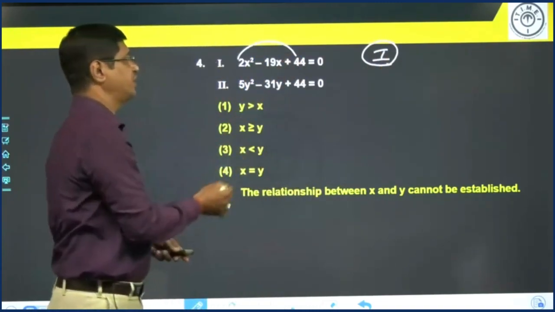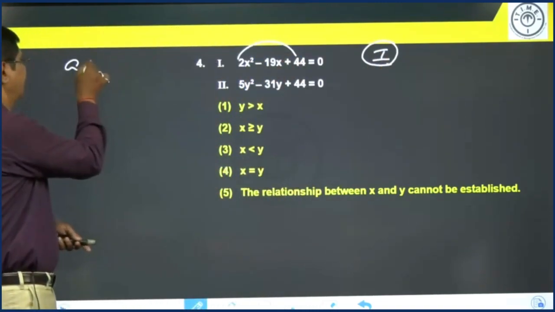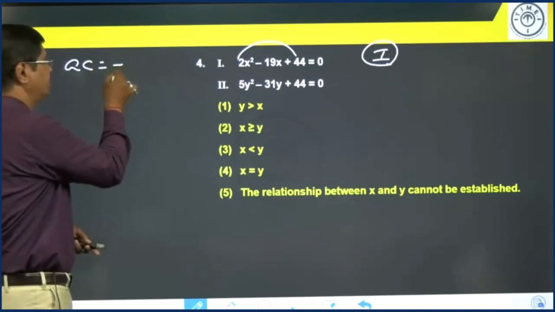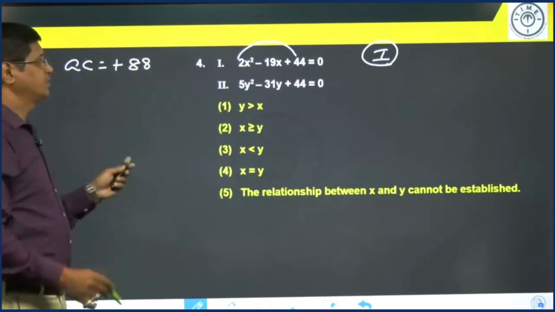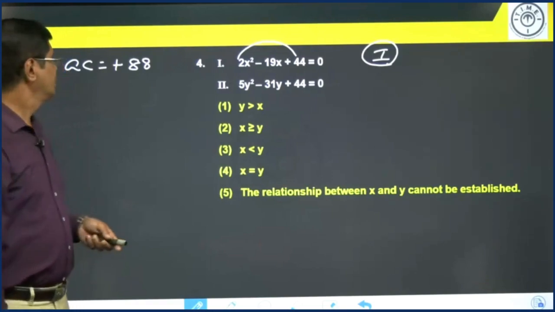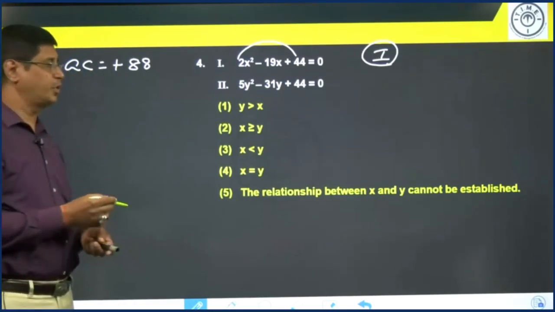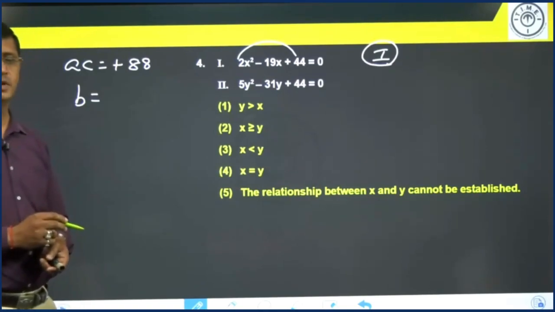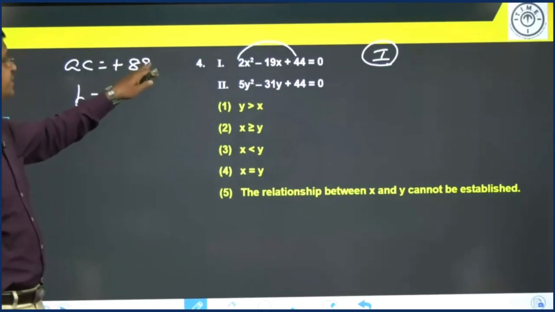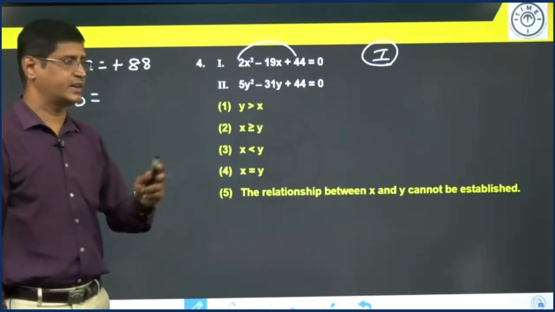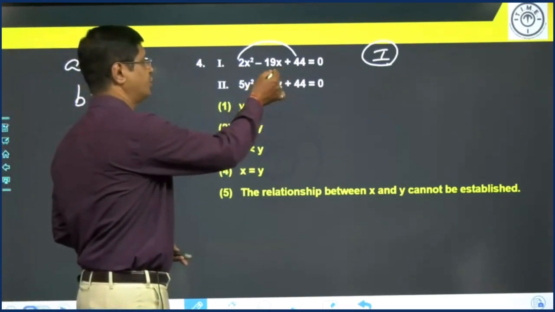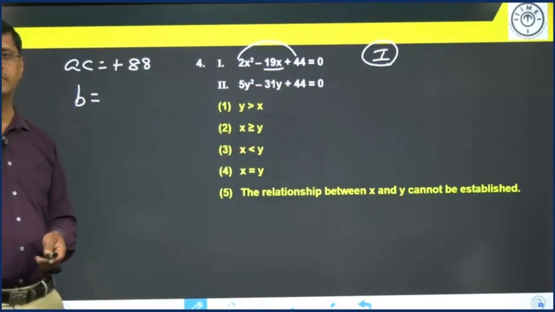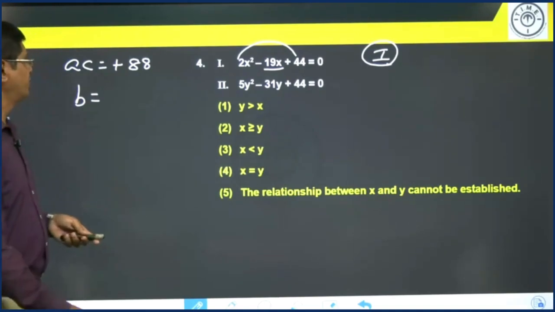2 into 44, that is 88. Is it positive or negative? Positive 88. So A into C is equal to positive, which means B is equal to the sum of the two factors. Express 88 as the product of two factors whose sum is equal to 19. So what is the possibility?